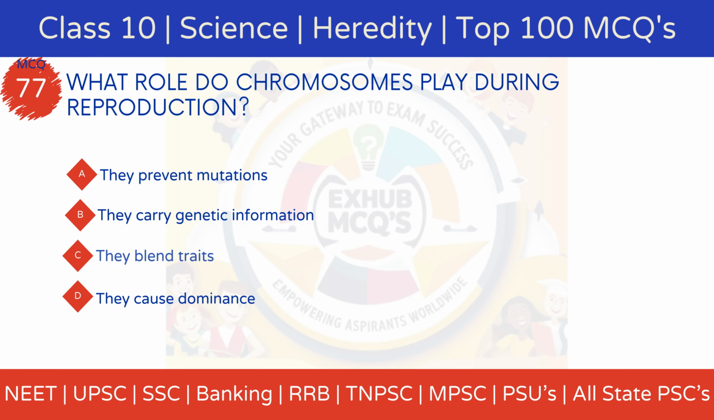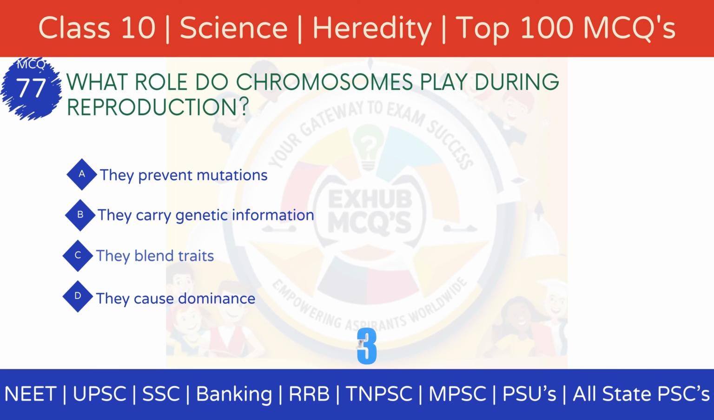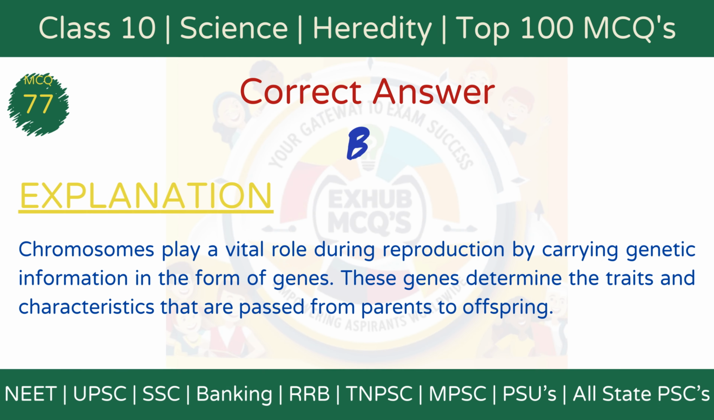MCQ 77. What role do chromosomes play during reproduction? Option A, they prevent mutations. Option B, they carry genetic information. Option C, they blend traits. Option D, they cause dominance. The correct answer is option B. They carry genetic information. Explanation.